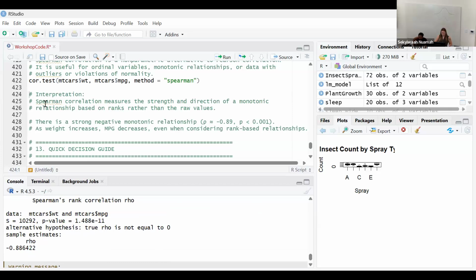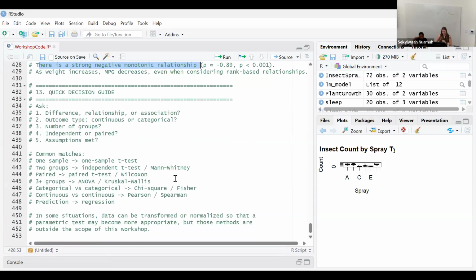So Spearman correlation measures the strength and direction of a monotonic relationship based on ranks rather than the raw values. If we look at our p-value outcome from our Spearman rank test, there is a strong negative monotonic relationship, and we can tell that by looking at our p-value and our rho value, which is negative and large. So we can conclude that as weight increases, miles per gallon decreases, even when considering rank-based relationships.